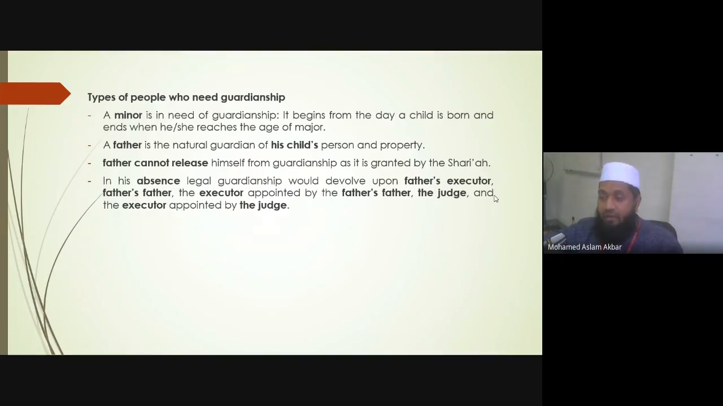after his demise, the guardian is the father's father, or the executor appointed by the father's father. Let's say the father's father is very, very ill, also very old, and cannot see things. Then he appoints somebody, or the judge. If there is nobody, the judge has to come and appoint somebody from the family. It could be your uncle, it could be your auntie, it could be anybody, but the judge will appoint that kind of person.